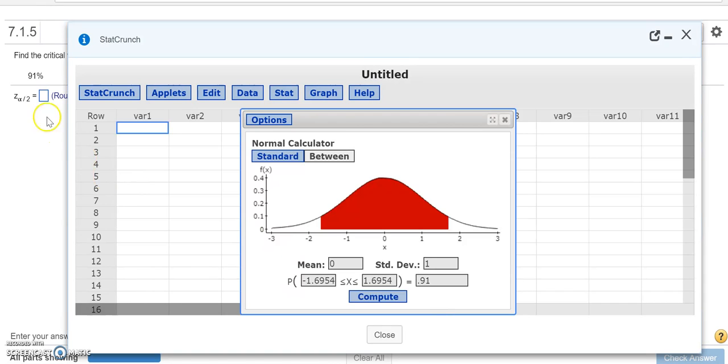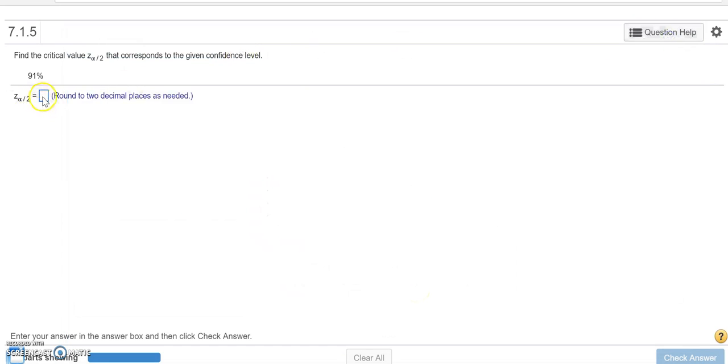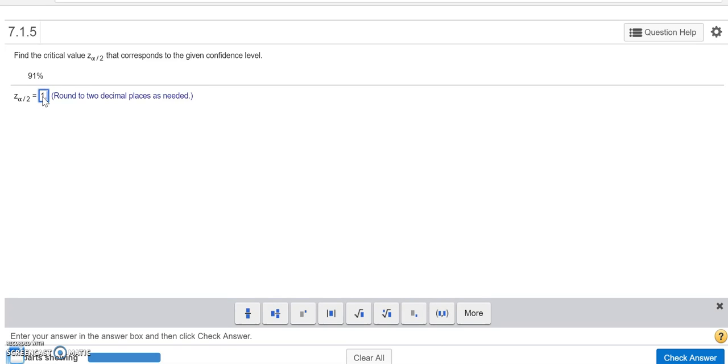In the question, when they ask you for z alpha over 2, they're only asking you for the positive value. Notice that because this is a symmetric curve, and since the mean is 0, this lower value and this higher value are actually the same number, except that one is positive, meaning it's on the right-hand side, and one is negative, meaning it's on the left-hand side. So to answer this question, we only need the positive value. 1.6954 is the value. So if we come back to our question, we're going to go 1.695.